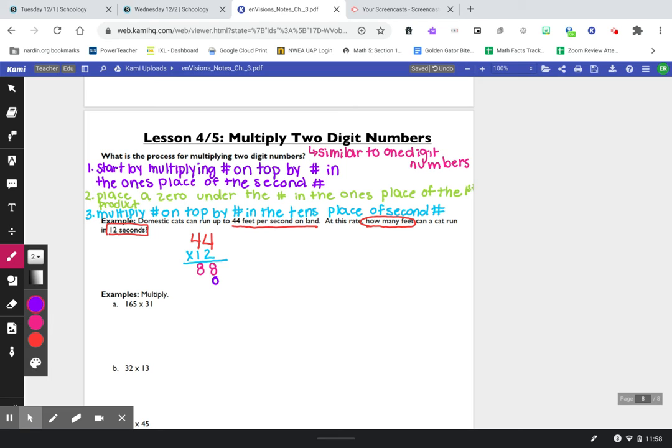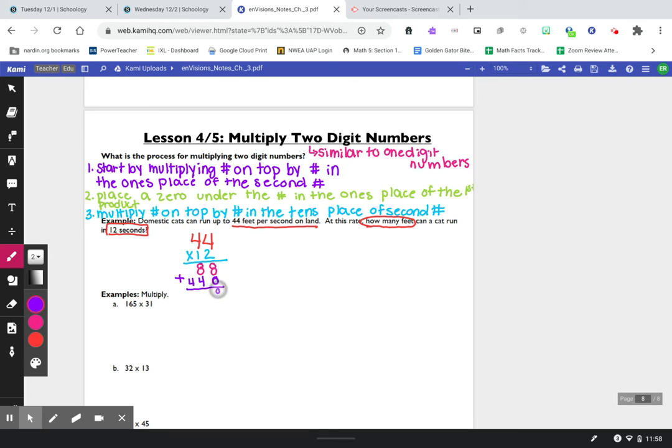And the reason I say 10 is because that 1, the one that you see right here, that actually does mean 10. Okay, so that's why we have to place that 0. So now we do 1 times 4 is 4. 1 times 4 is 4. And now we can add them.